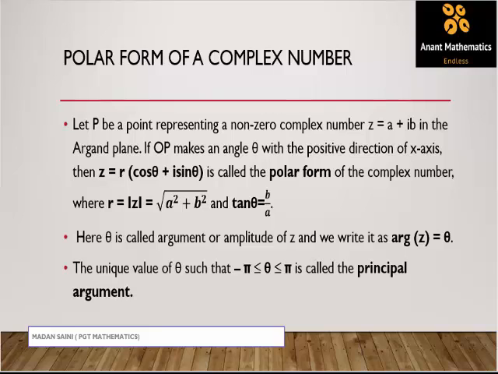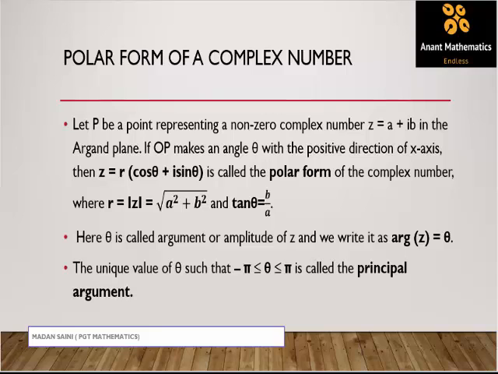Now once we have r, meaning the modulus, and theta, we are able to write the given complex number z = a + ib in the form z = r (cos theta + i sin theta), and this form of the complex number is known as the polar form of the complex number.